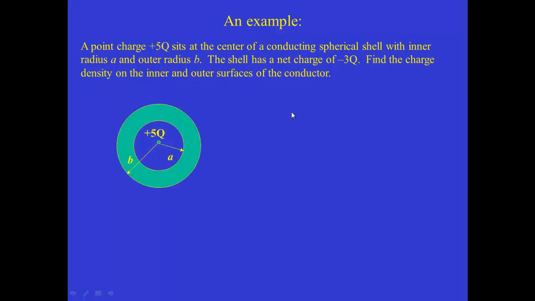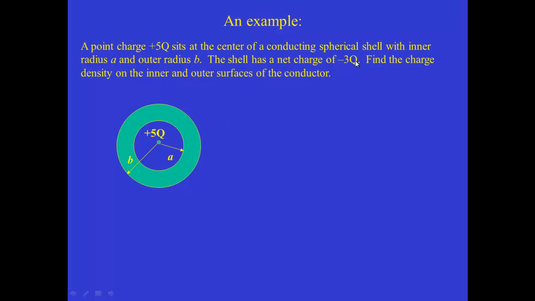So here is a sketch. The spherical shell, shown in gray, has an inner radius a, outer radius b, and at the very center has a point charge plus 5q. But the shell, we know, because perhaps we've deposited some charge on it, has a net charge of negative 3q. Well, we know from the properties of conductors that that negative 3q charge has to lie on the surfaces. And so the spherical shell has an inner surface and an outer surface.